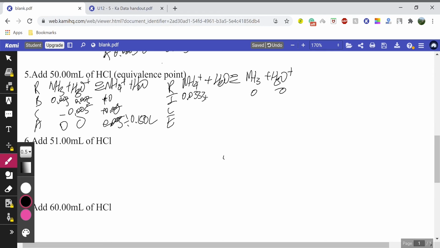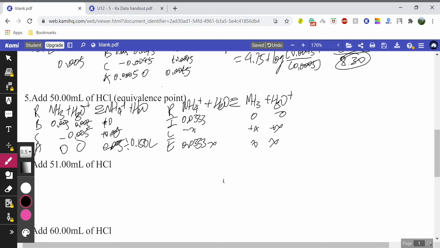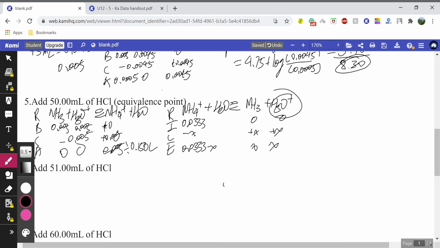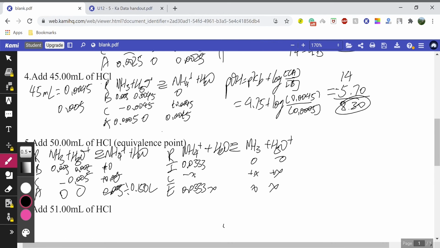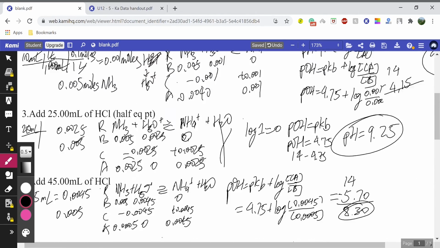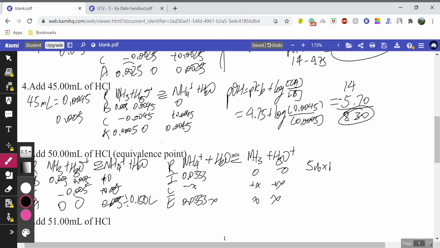0.0333. Now it's going to be 0 over here, plus x. It's going to be minus x, 0.0333 minus x. Alright, now because we have NH4+ now, and we're producing H3O+, we can use the Ka of NH4+. Ka for NH4+ is going to be 5.6 times 10 to the negative 10th. So 5.6 times 10 to the negative 10th is equal to x squared divided by 0.0333. We could delete this minus x. So 5.6 times 10 to the negative 10th times 0.0333. Take the square root of that. It's going to give you x equals 4.32 times 10 to the negative 6. Take the negative log of that.